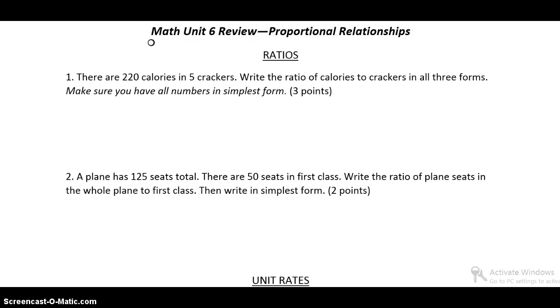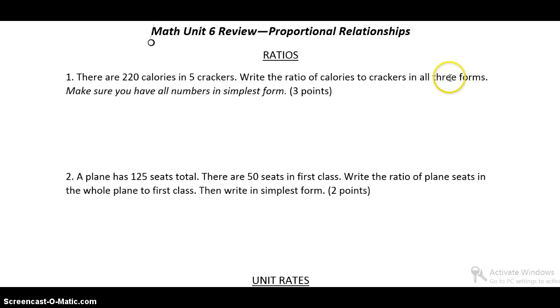Okay, this is the Math Unit 6 review on proportional relationships. The first two questions talk about just ratios. So for number 1, it says there are 220 calories in 5 crackers. Write the ratio of calories to crackers in all 5 forms.